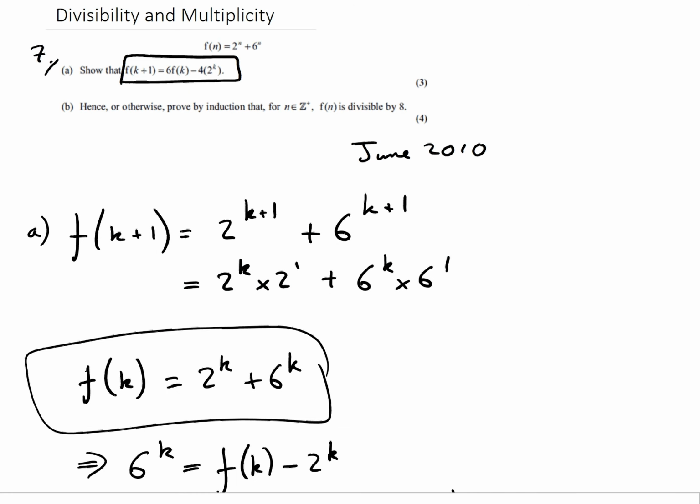So now let's move on to part B. And it says, hence or otherwise. So in other words, the hence bit means that we're going to use what we've just done to answer this next question, which is prove by induction that for all n, which is a member of the positive integers, f of n is divisible by 8. So we're going to try and use what we've just shown, that f of k plus 1 is equal to this thing, in our induction at some stage. It will become clear when we use it.